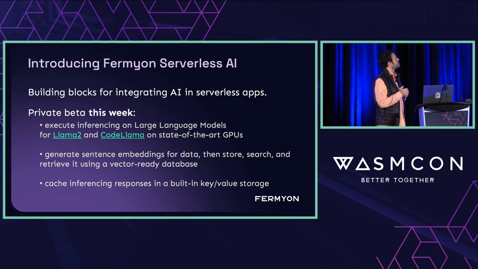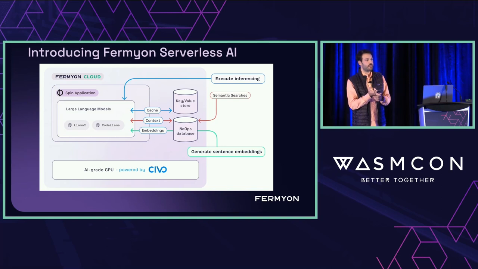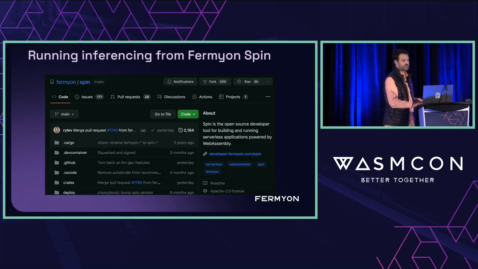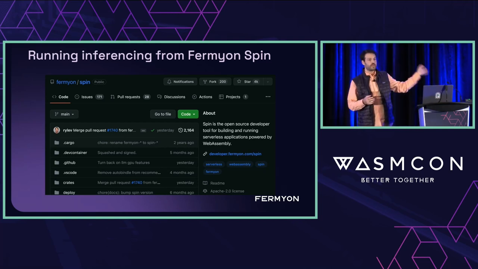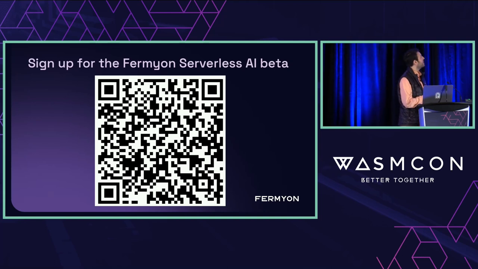This week, we've introduced the Fermyon Serverless AI beta that provides the building blocks for integrating this kind of AI capabilities in serverless applications. Using this service, you can execute inferencing for things like Llama 2 and CodeLlama large language models, generate embedding requests and store that in databases, retrieve them, store them in key value storages. You can also run all of these examples in the Fermyon Spin project, in the open source project, and you can come by our booth and sign up for the preview.